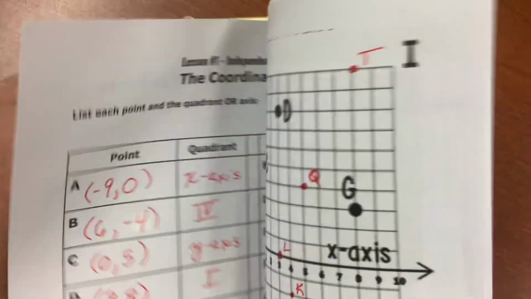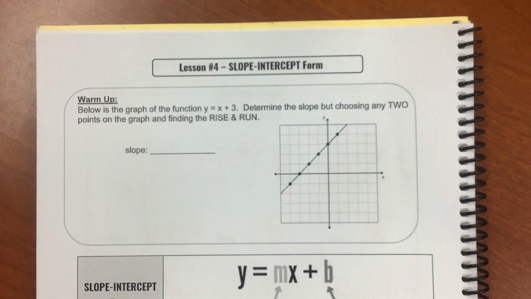Yeah, I'm gonna look because I'm getting old. Yep, chapter 2, graphing lines. Lesson 4, the slope-intercept form.